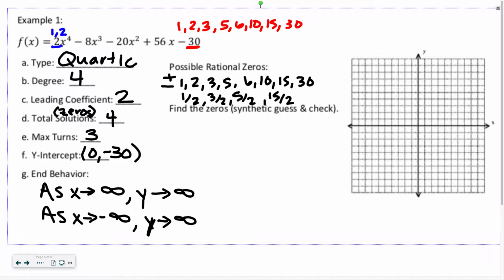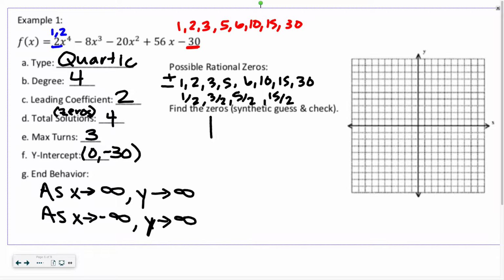Okay, so all this does for us is say, check these numbers with synthetic, because if you get a 0 in synthetic, it's going to be one of these numbers. So if you are checking 5 right now, you're on a fool's errand. 5 will never work for that polynomial, because it doesn't have the right plus or minus p over q value.